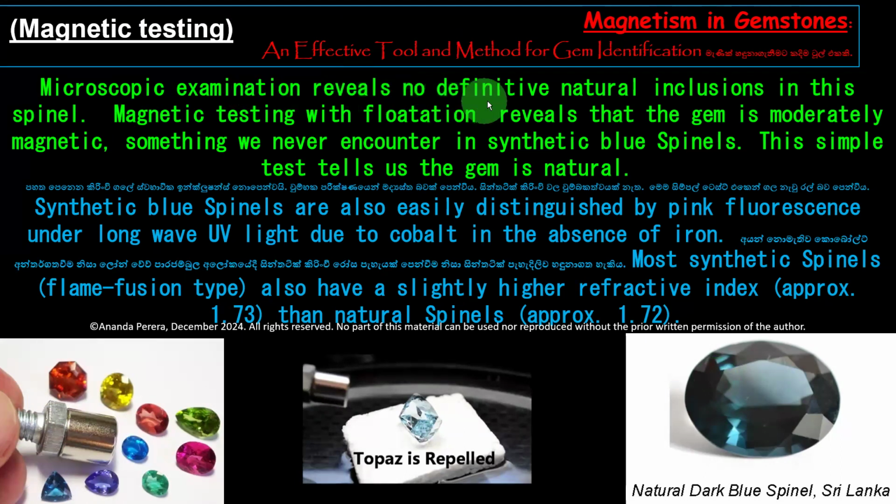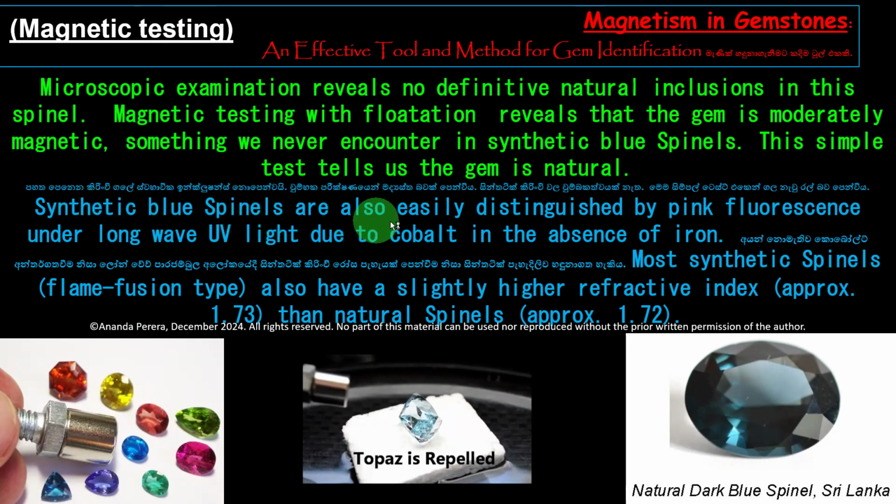Microscopic examination reveals no definitive natural inclusions in this spinel. Magnetic testing with flotation reveals that the gem is moderately magnetic, something we never encounter in synthetic blue spinels. Synthetic blue spinels never attract to the magnet. This simple test tells us the gem is natural. Remember, natural and synthetic, we can separate with magnetic testing. The natural one is different than the imitation.